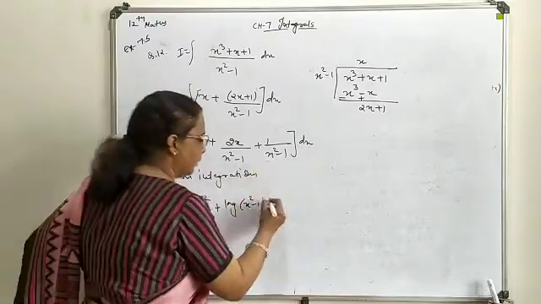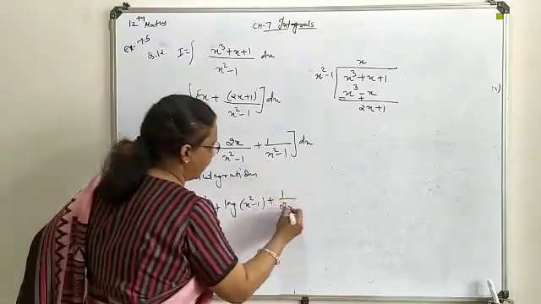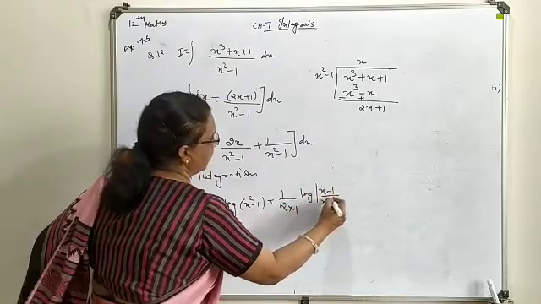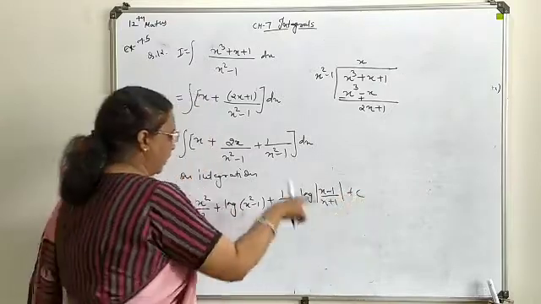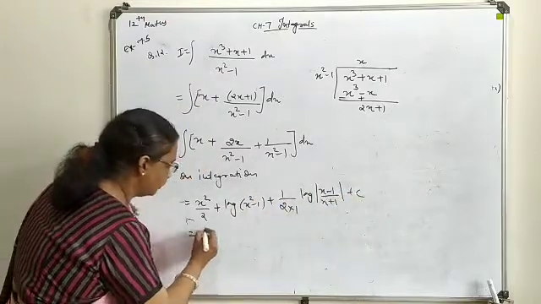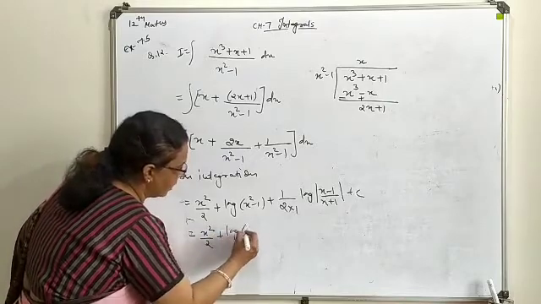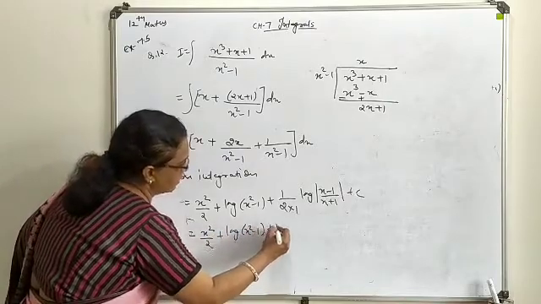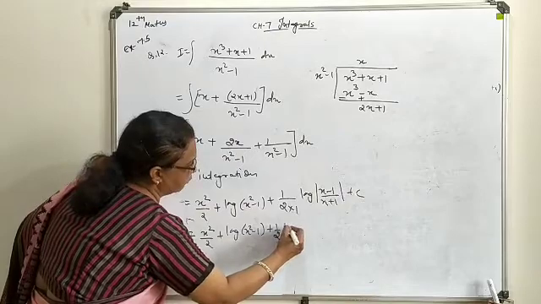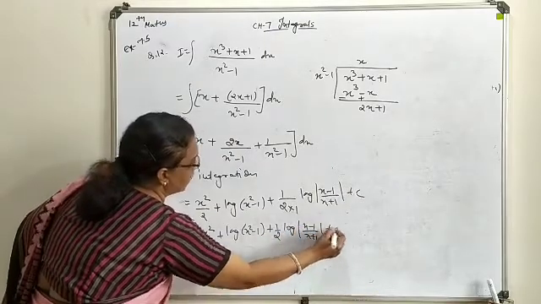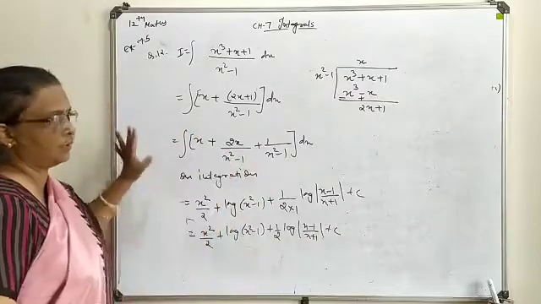This is the direct formula, so this is 1 upon 2a log of x minus a upon x plus a. Now make your term adjust: x square by 2 plus log of x square minus 1, plus 1 upon 2 log of x minus 1 upon x plus 1. So this way you can write the answer form.